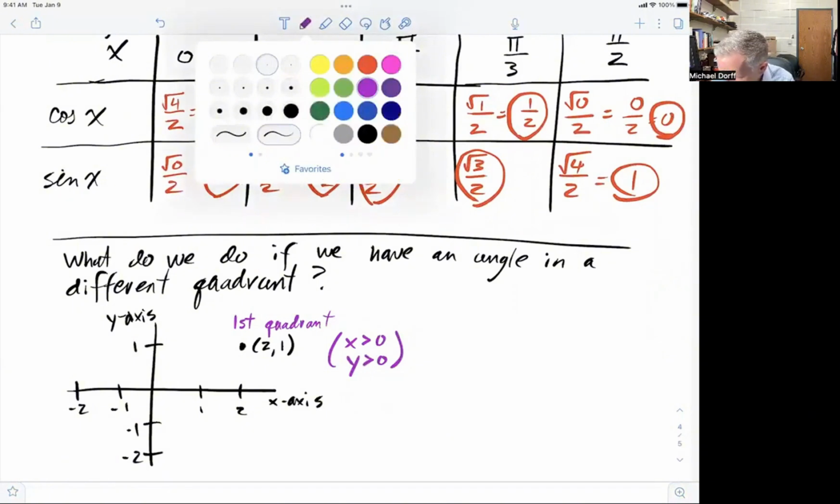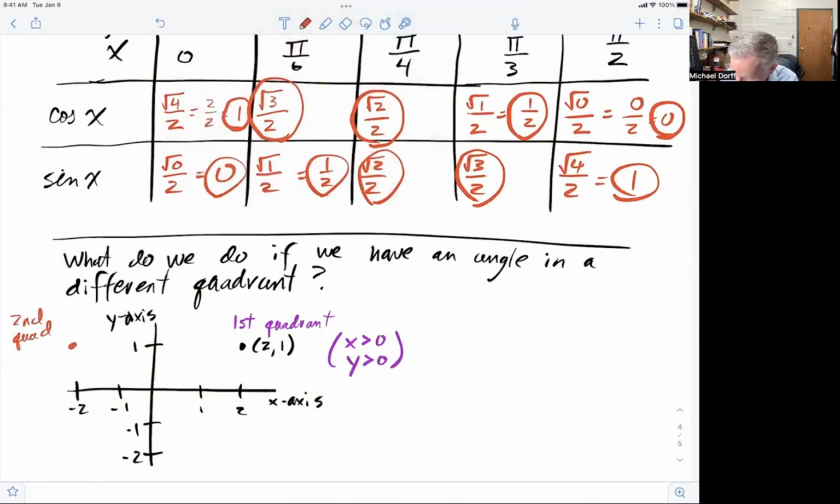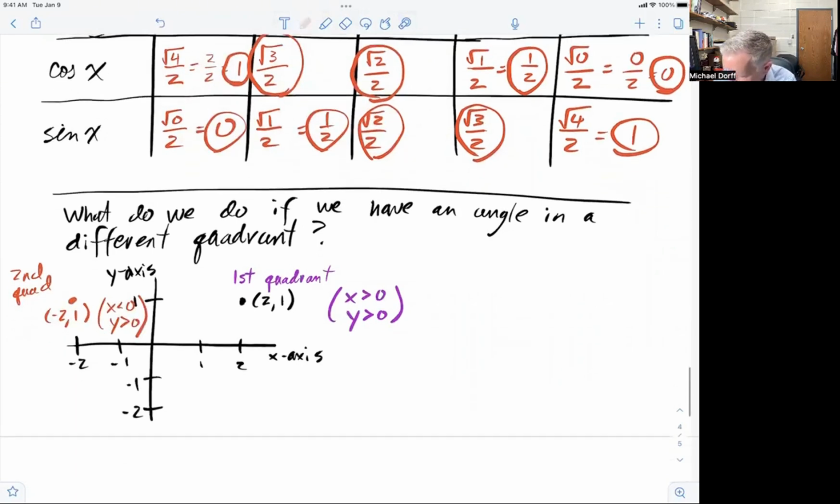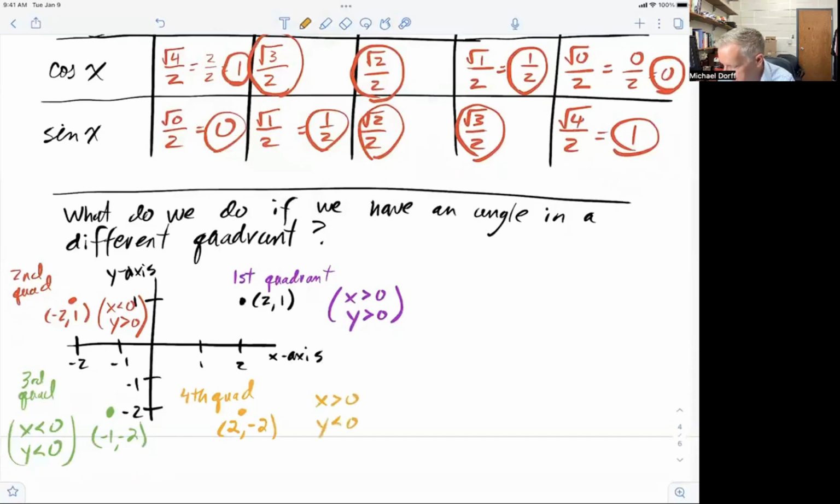If I go to the second quadrant and I take a point here, that point's going to be -2, 1. So what's true here in the second quadrant? X is less than 0, y is greater than 0. If I'm in the third quadrant, let's say we take this point here, that looks to be like -1, -2. So what's true? X is less than 0 and y is less than 0. They're both less than 0. And in the last one, the fourth quadrant, if I take this point here, this is 2, -2, I have x is greater than 0 and y is less than 0.